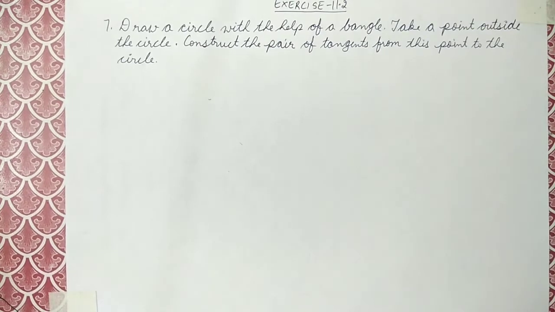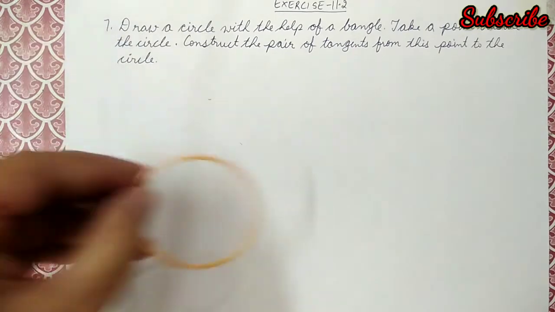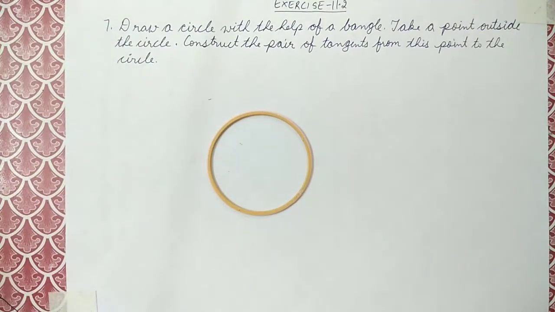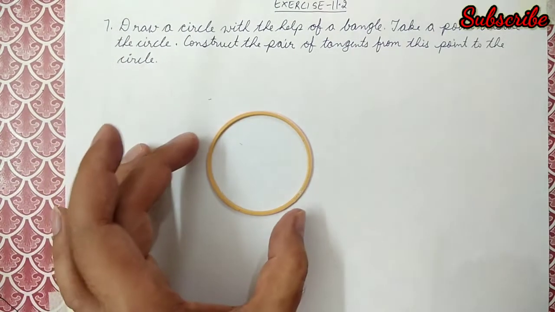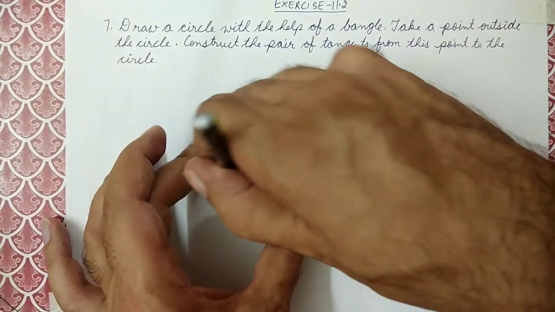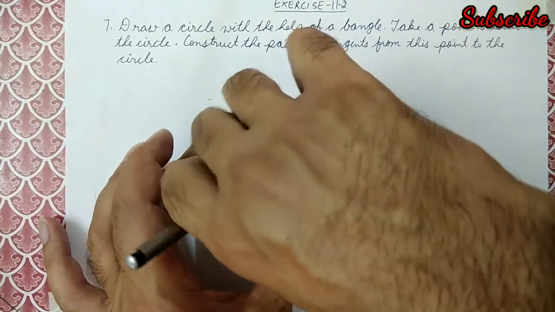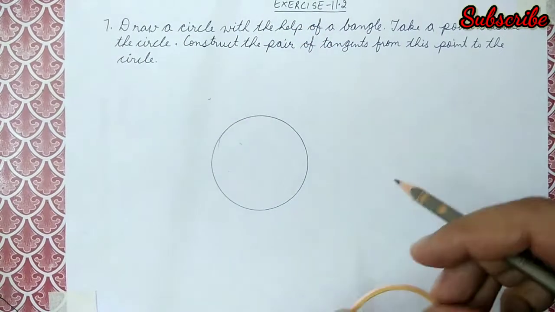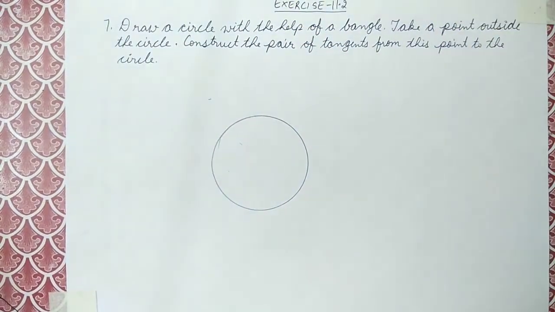Now the last question of this exercise is, draw a circle with the help of a bangle. Take a point outside the circle, construct the pair of tangents from this point to the circle. So we take a bangle. This is the bangle I have taken. So first of all we draw the circle using this bangle. This is a circle I have already drawn with the help of the bangle.